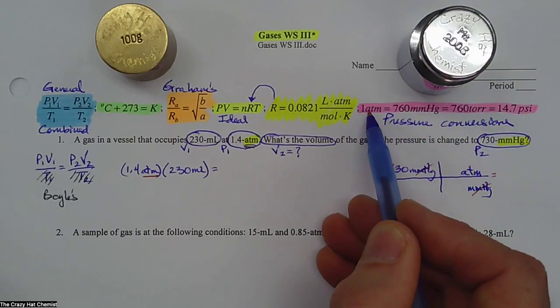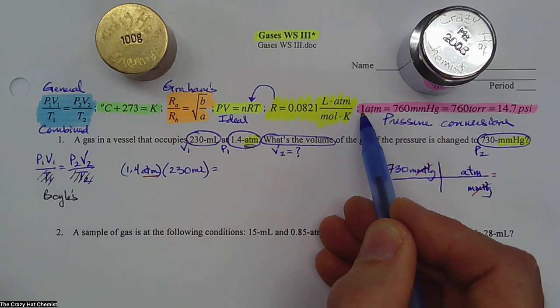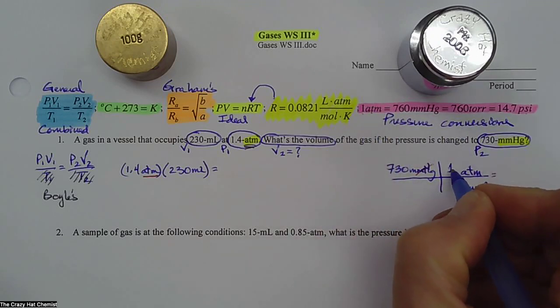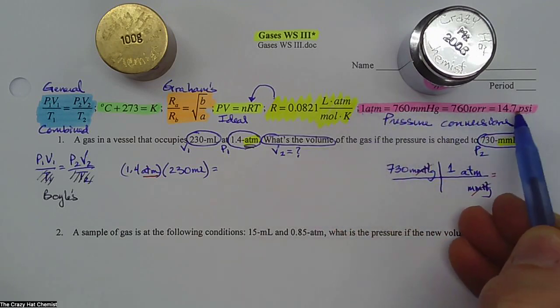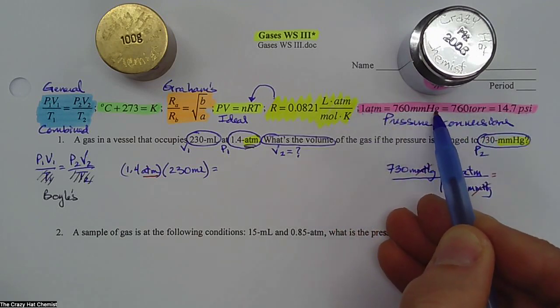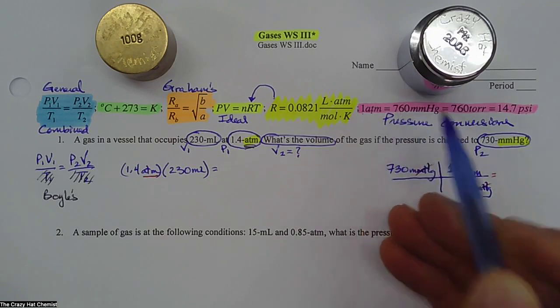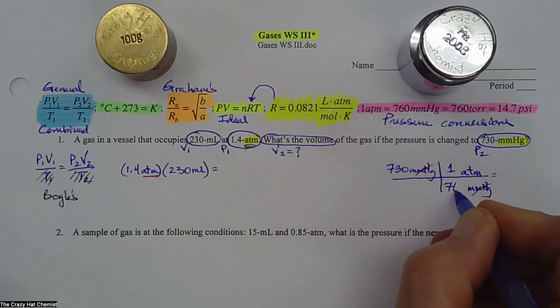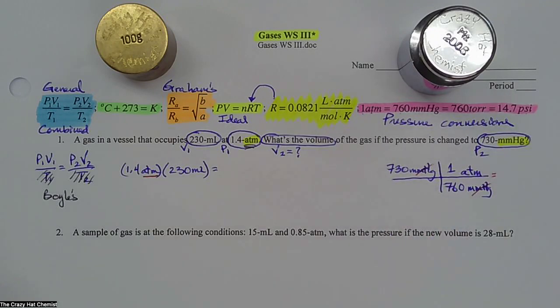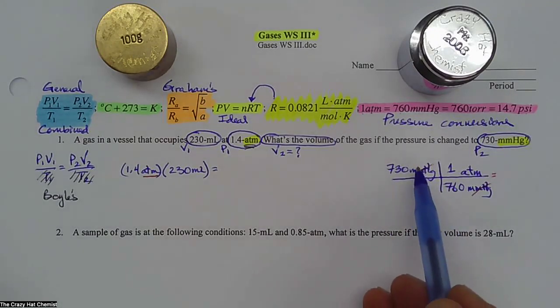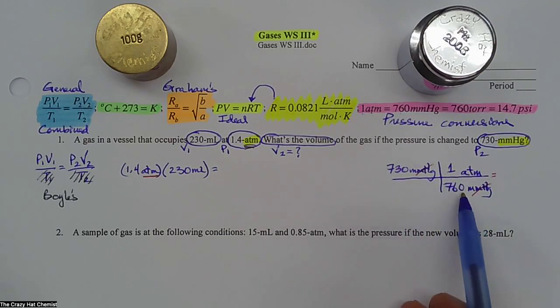So I'm going to find the atmospheres. There it is. And what's the number? It's a 1. So I'm going to place a 1 in front of the atmospheres. Where's millimeters of mercury? Right there, millimeters of mercury. What's the number in front of it? 760. Now what I can do is plug this into my calculator. That will be 730 times 1 divided by 760.